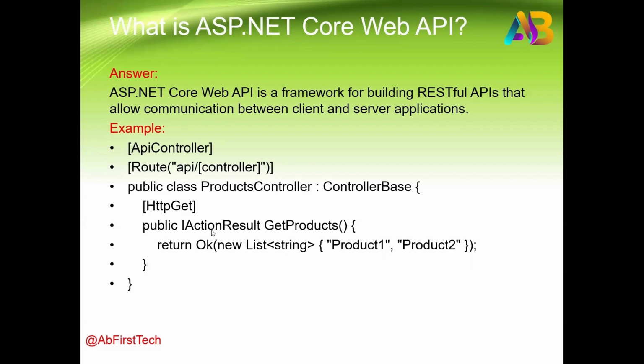In some interviews, they'll ask the question: what is the return type of an action method in Web API? The return type you can specify is IActionResult. In this GET method, we return Ok, and then we can give a list of products.